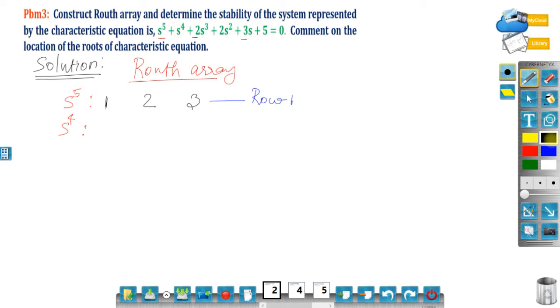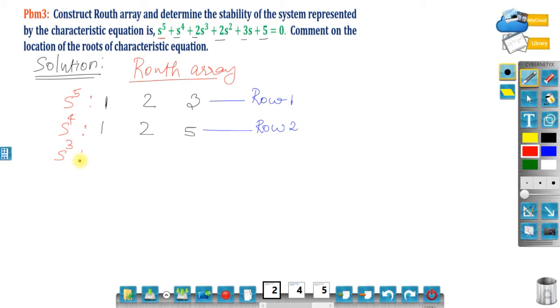Then the s power 4 row can be constructed as follows. We create this row using the coefficients of the even powers of s. The coefficient of s power 4 is 1, the coefficient of s power 2 is 2, and the coefficient of s power 0 is 5. This is our row number 2.